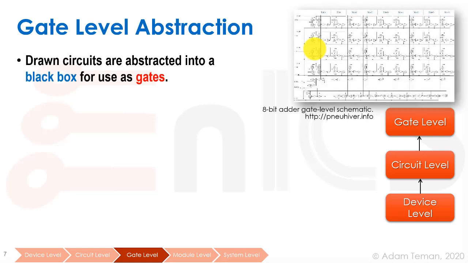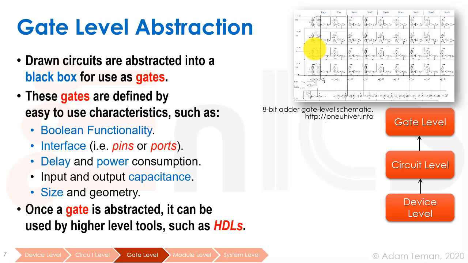So we abstract these things into black boxes that we're going to use as gates, and the gates are designed with the following characteristics: Boolean functionality, the interface, what types of pins or ports we have for inputs and outputs, what the delay and power consumption of these gates are, the capacitances that the input and output see, the size, the geometry of the gates, etc. Once a gate is abstracted, it can be used by higher level tools such as hardware description language tools.